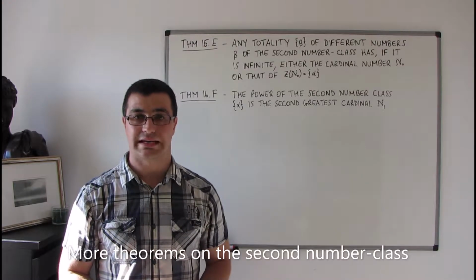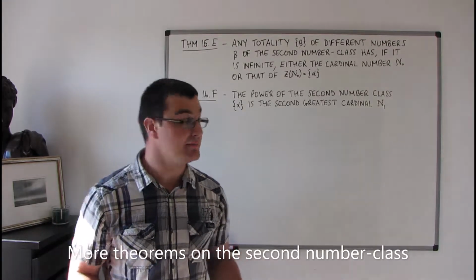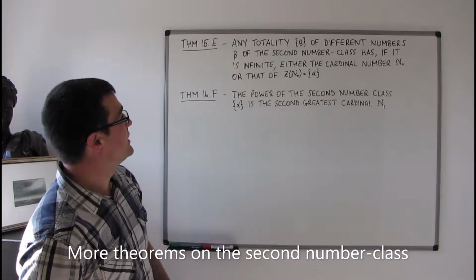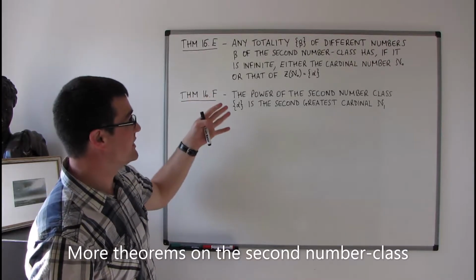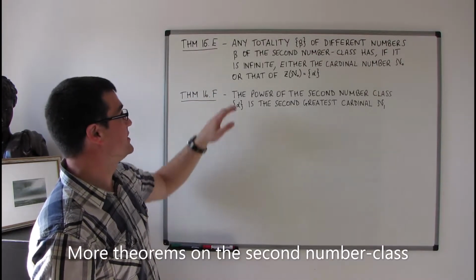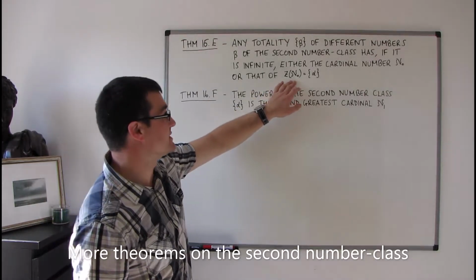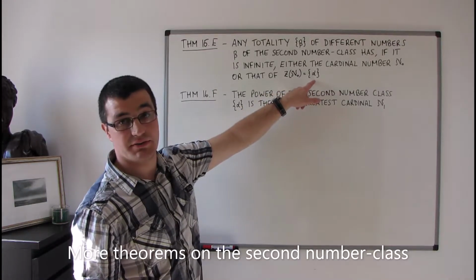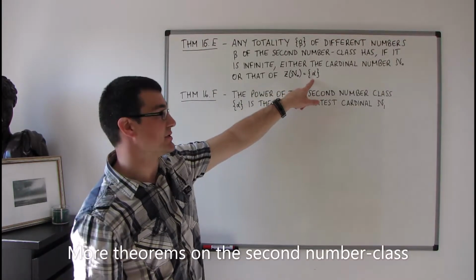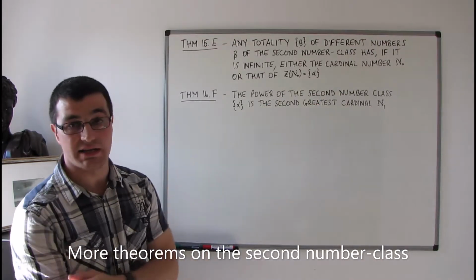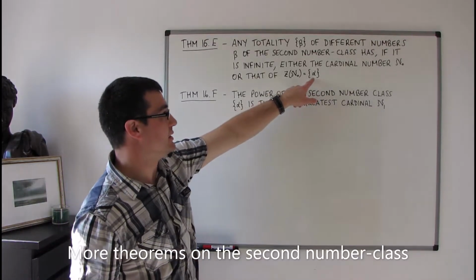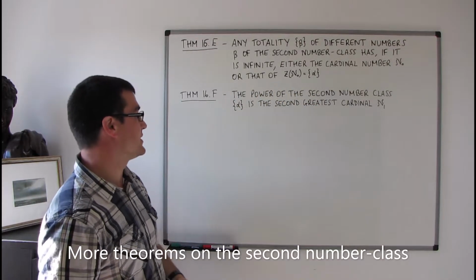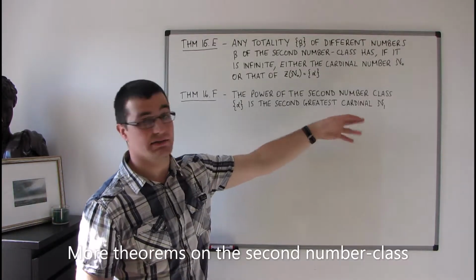Okay, so here we go with the last two theorems from this section. So theorem E: any totality beta of different numbers of the second number class has, if it is infinite, either the cardinal number Aleph naught or that of the second number class, which we've just proved in the previous theorem is not equal. The power of this aggregate is not equal to Aleph naught. It still remains to be seen what the power of this aggregate is, but that's where the next theorem comes in. The power of the second number class is the second greatest cardinal, Aleph 1.